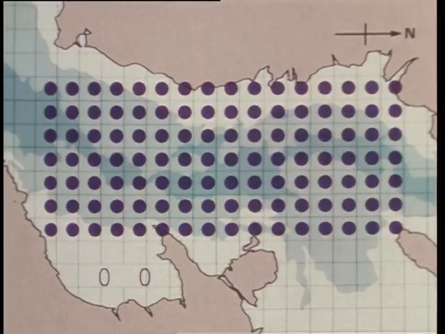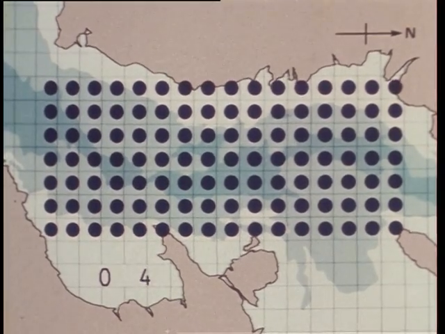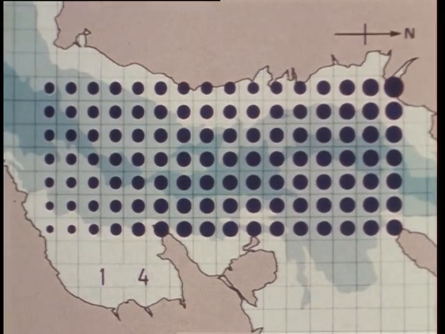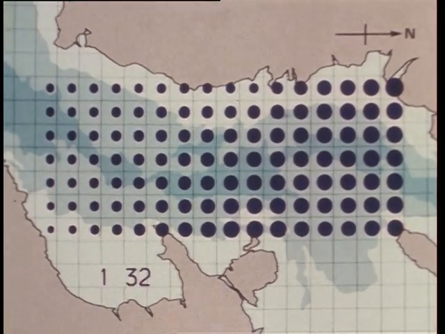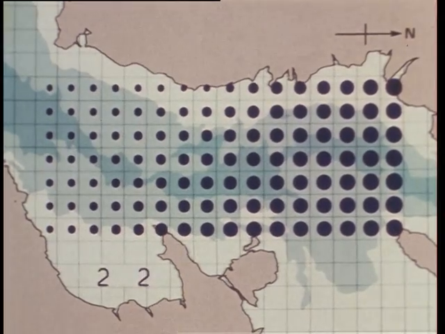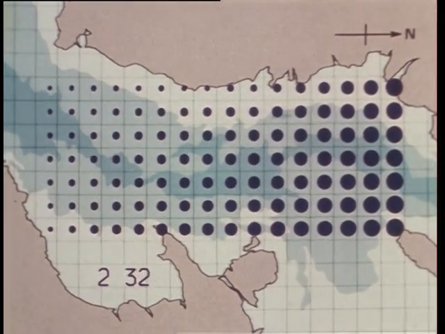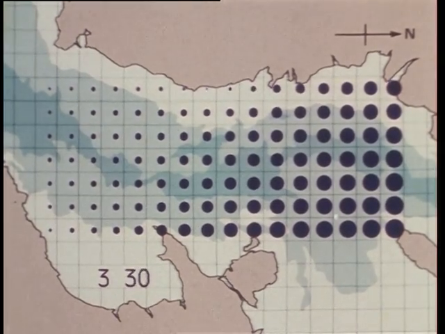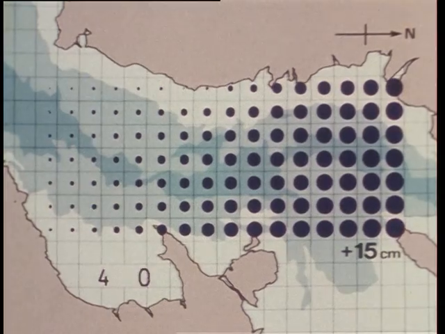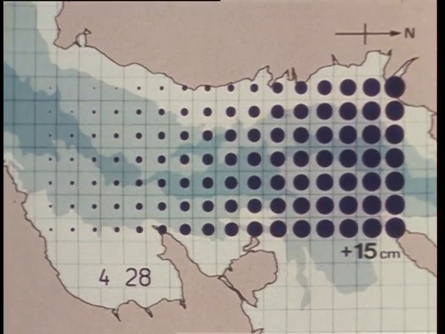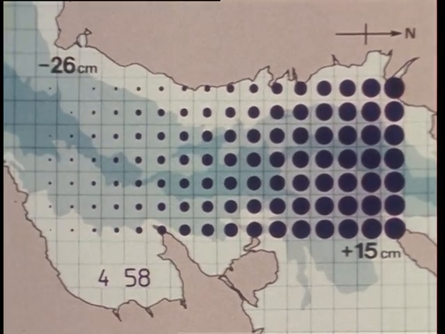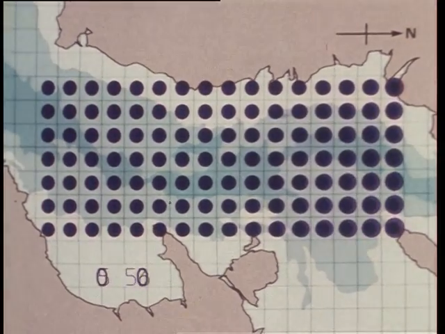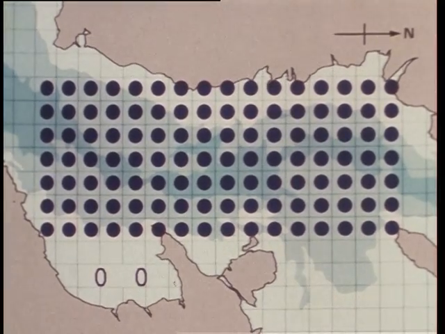The model also generates another kind of data, the elevation of the sea surface due to the cumulative effect of the currents. The largest blobs represent a rise in the surface of about 15 centimeters. The smallest blobs represent a fall in the surface of about 26 centimeters. Here's the initial condition again. Perfectly level surface, zero elevation.